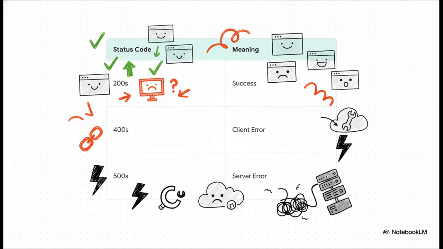That status line is also super important. It has a 3-digit code that tells your browser how things went. You've definitely seen these before. A code in the 200s, like 200 OK, means success, here's your page. A 400 code, like the infamous 404 not found, means you messed up. You probably typed the wrong address. And a 500 series code means something went wrong on the website's end, not yours.